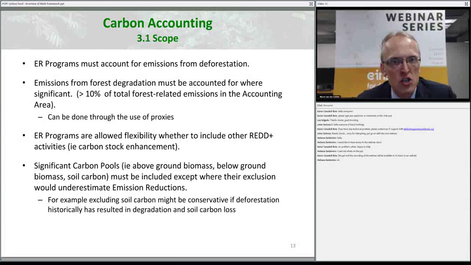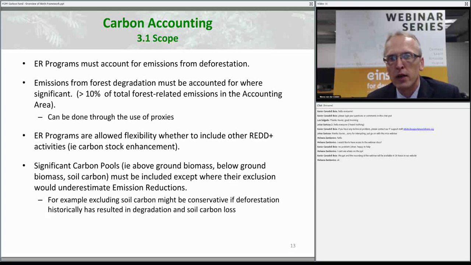You could develop some sort of a model and then say, okay, we assume that around each village there's X degradation in an area of 2 kilometers, something like that. So that way it can be a little bit creative, but if degradation is significant, you will be expected to find a solution for that.